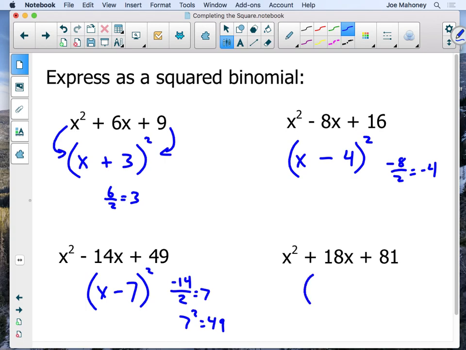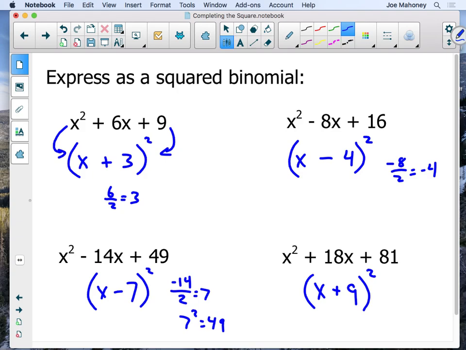And finally, our last one, I think you see the pattern by now. It becomes the square of x plus 9. Again, 9 is half of 18. Square 9, you get 81. Some good things there.